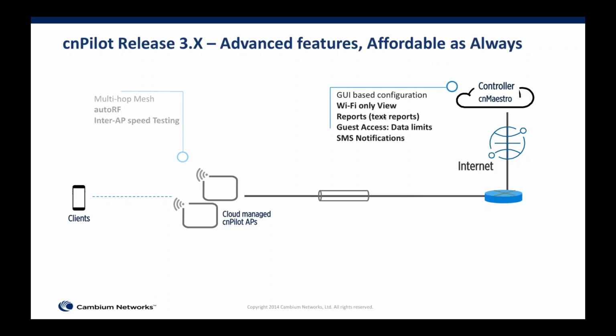And then the next set of features is on the controller itself. We made some important enhancements to GUI-based configuration, and more enhancements are coming on cnMaestro to make it much simpler to use. We've got a Wi-Fi only view now, which allows you to partition and look at your cnMaestro network with Wi-Fi access points only. We'll go through some of those views further down in the presentation.